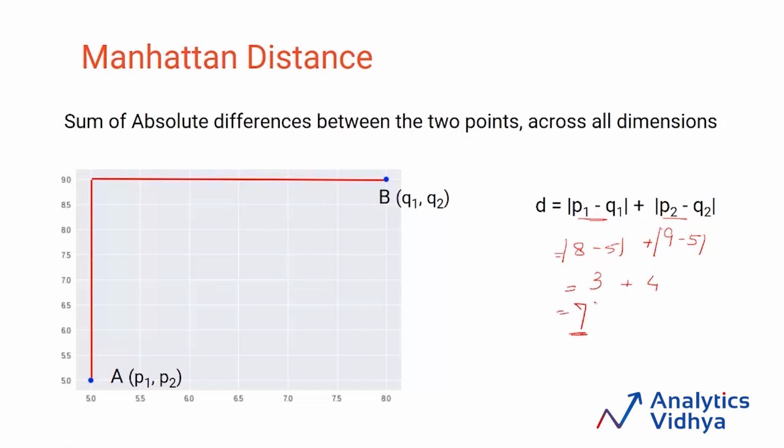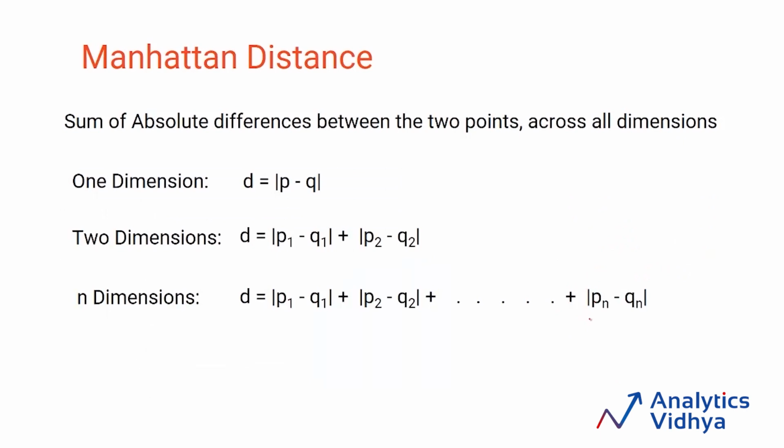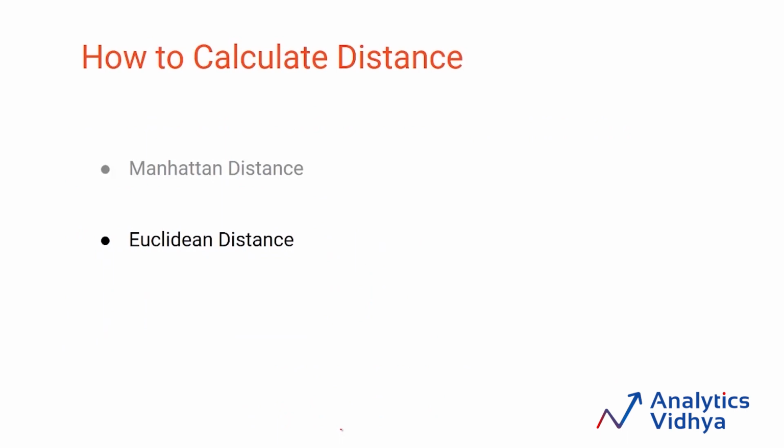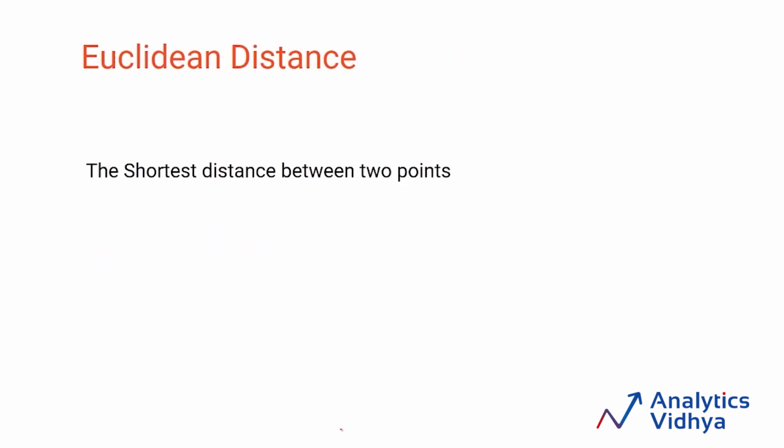And similarly, if I take it to n dimensions, we'll calculate the sum of absolute differences between the points in all dimensions. So we'll take it from P1 to Pn and Q1 to Qn, where n is the number of dimensions. Now I can write the same formula in this way, where we have the absolute difference between the coordinates P and Q, and we have i going from 1 to n, where n is the number of dimensions and Pi and Qi are the data points. But the Manhattan distance is not the shortest distance between 2 points. So we have another technique called the Euclidean distance, which calculates the shortest distance between the 2 points.